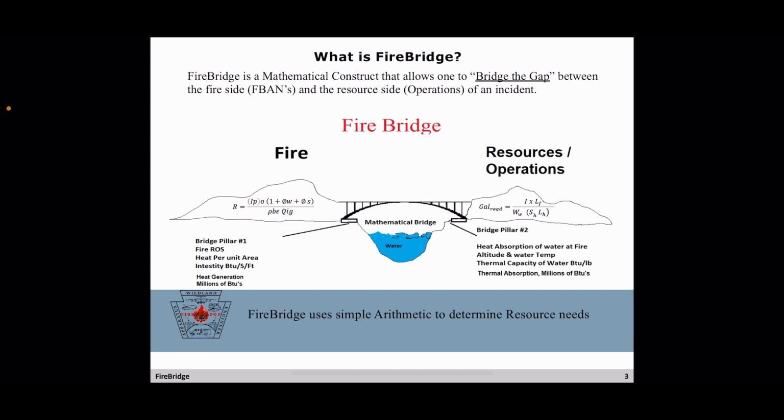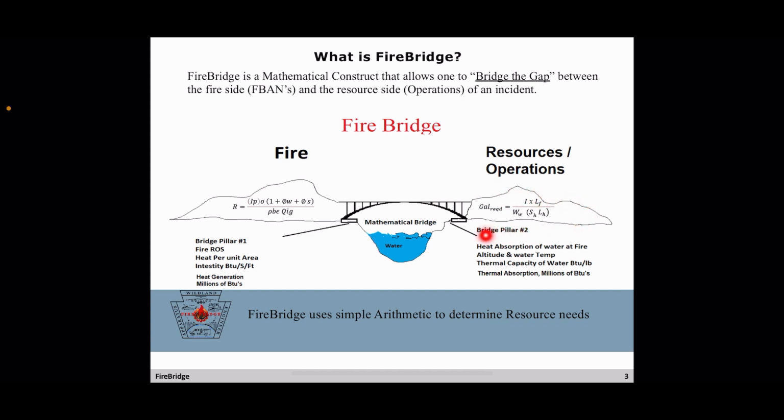Okay, and so down here I have it to where we have the bridge pillar on the fire side, which is really where your rate of spread, your heat per unit area, your intensity in BTU per second per foot, and then the heat generation in hundreds of thousands or millions of BTUs lives, okay? Then we'll have our water that we can use, but we can't bring it to bear on the fire effectively until we can construct our bridge.